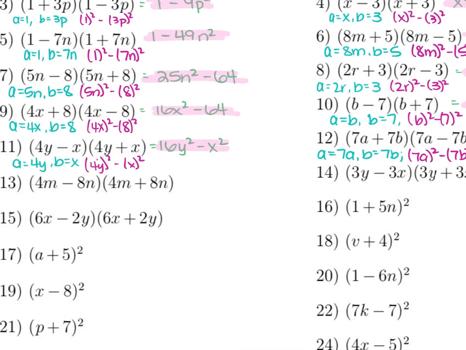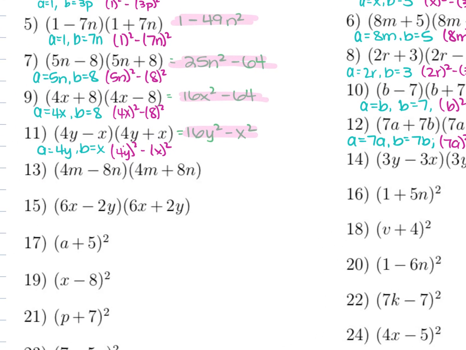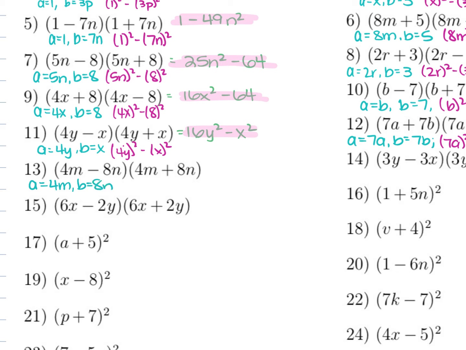For 13, you have 4m minus 8n times 4m plus 8n. Your a is the 4m, b is the 8n. So do 4m squared minus 8n squared. This leaves you with 16m squared minus 64n squared.